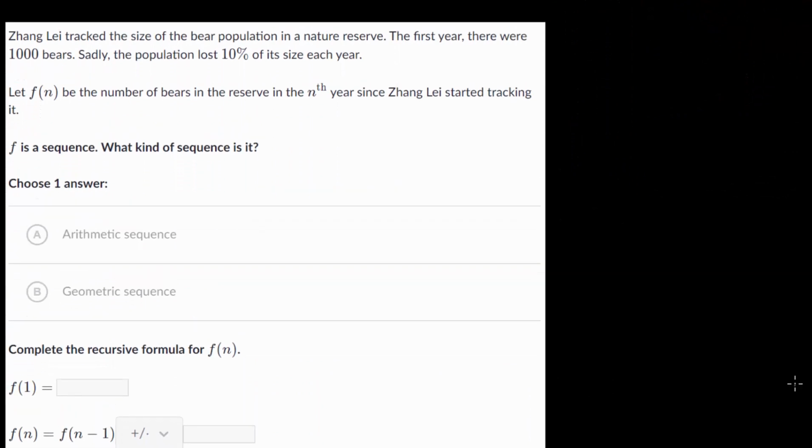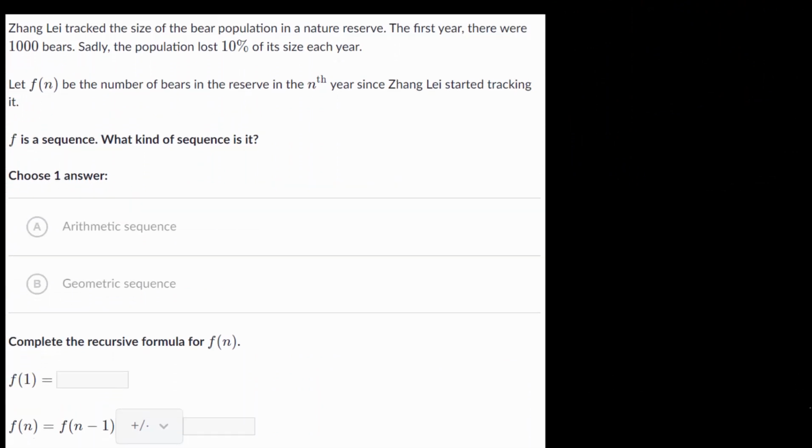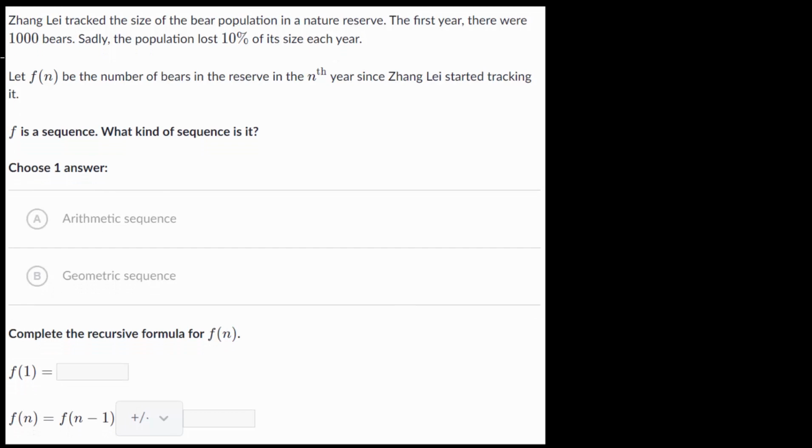And for this one, I might pronounce the name wrong, but let's say Zhang Li tracked the size of the bear population in a nature reserve. The first year, there were 1,000 bears. Sadly, the population lost 10% of its size each year. Let f of n be the number of bears in the reserve in the nth year since Zhang Li started tracking it.